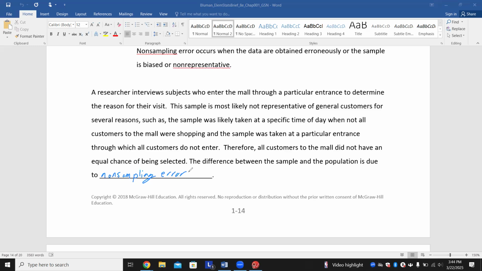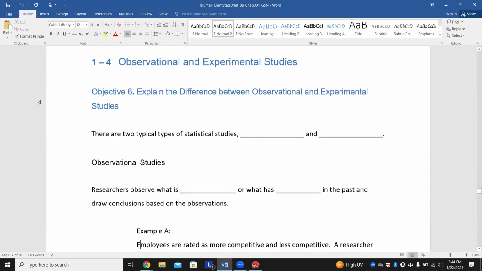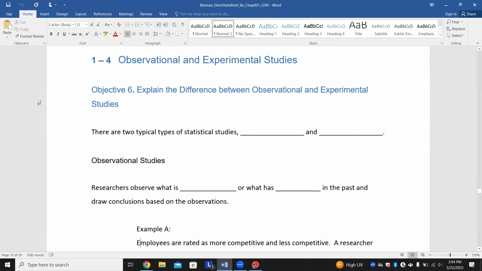All right, so that's pretty much the end of 1.3. So let's get into 1.4. And this is talking about observational versus experimental studies.